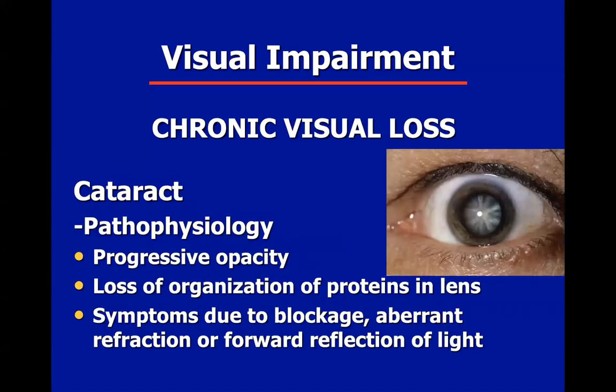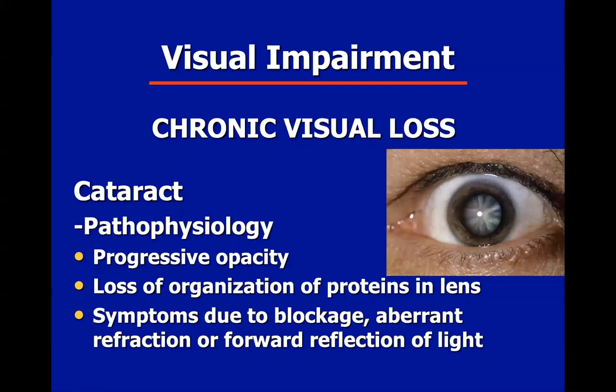And the pathophysiology, it's a progressive opacity. You have loss of organization of your proteins in the lens. The symptoms are due to blockage, aberrant refraction, or forward reflection of the light. I showed it to you very nicely when I showed you the visual pathway.